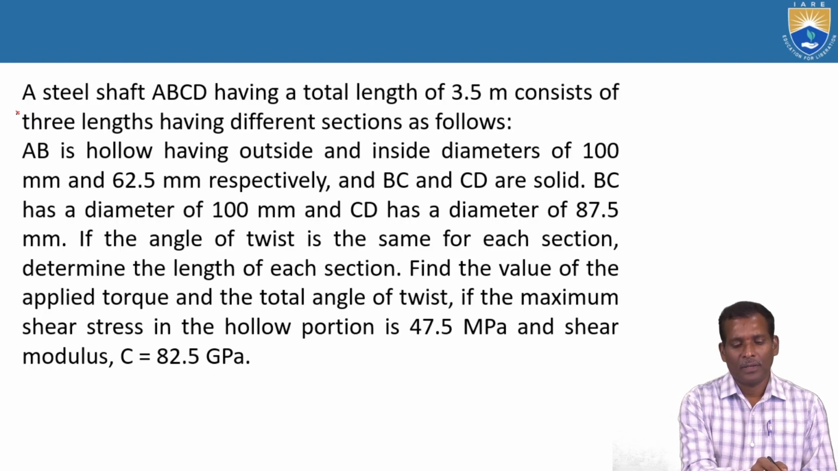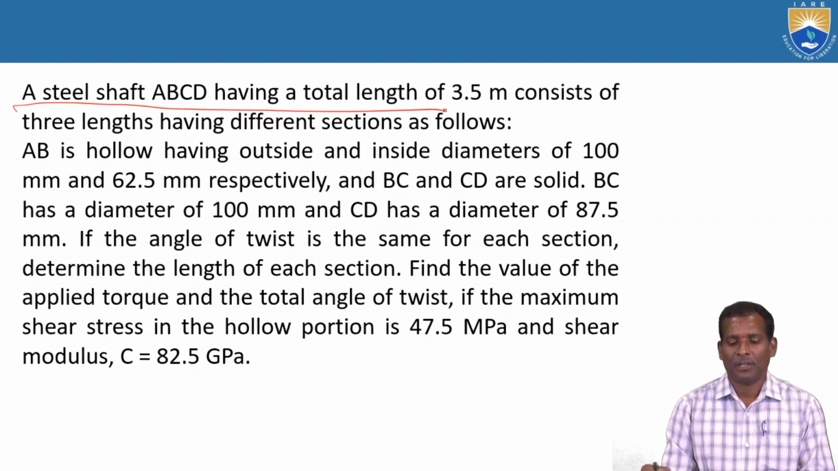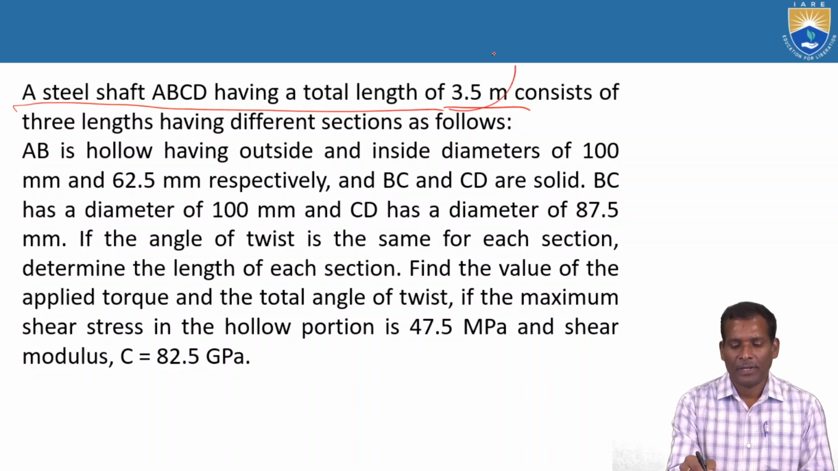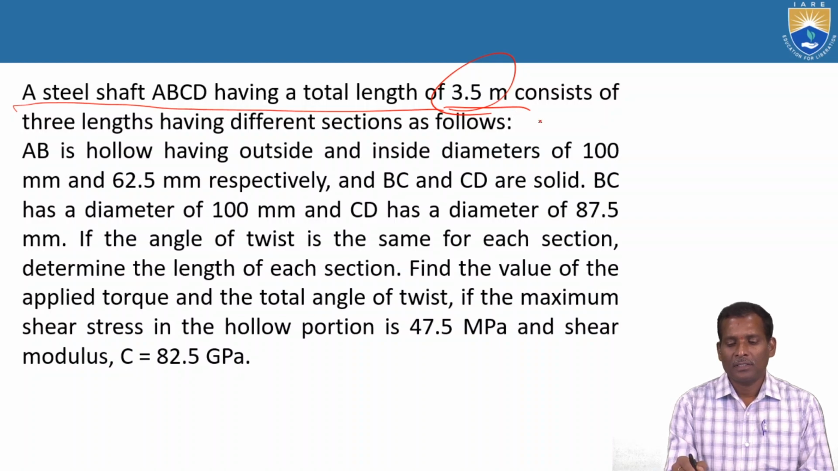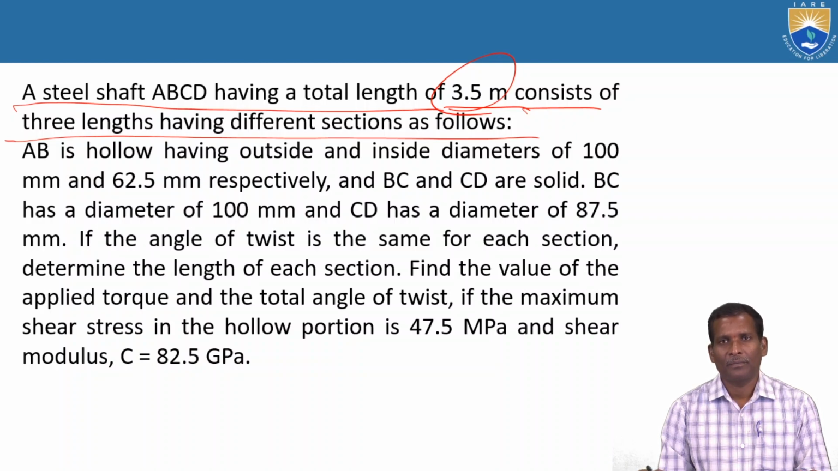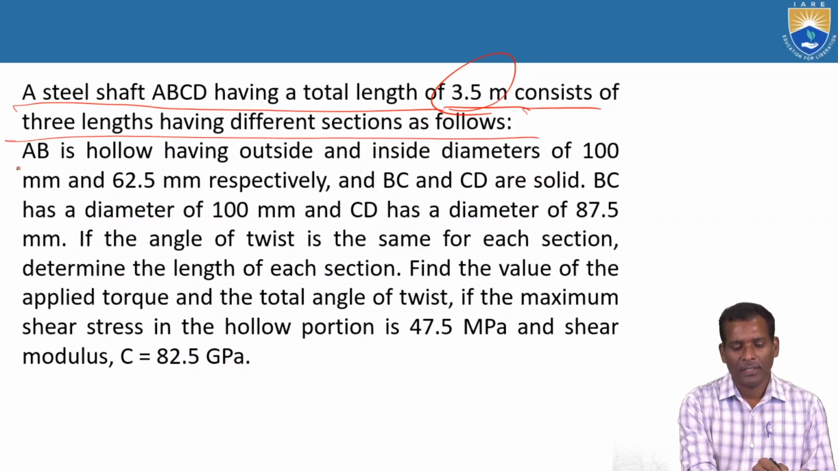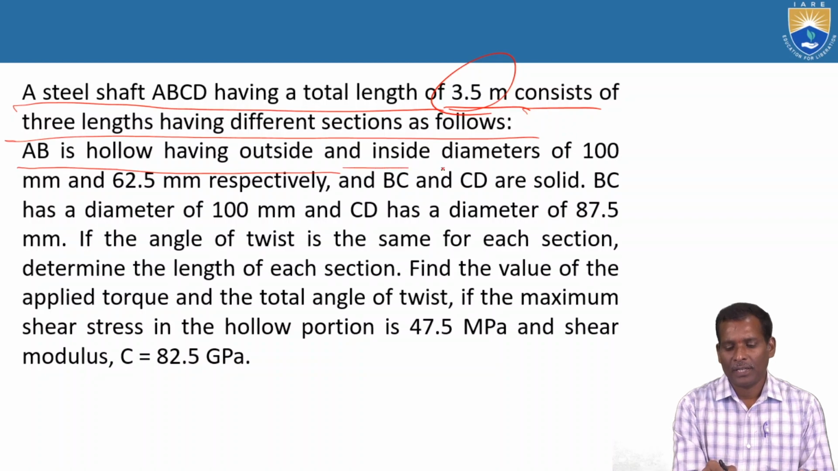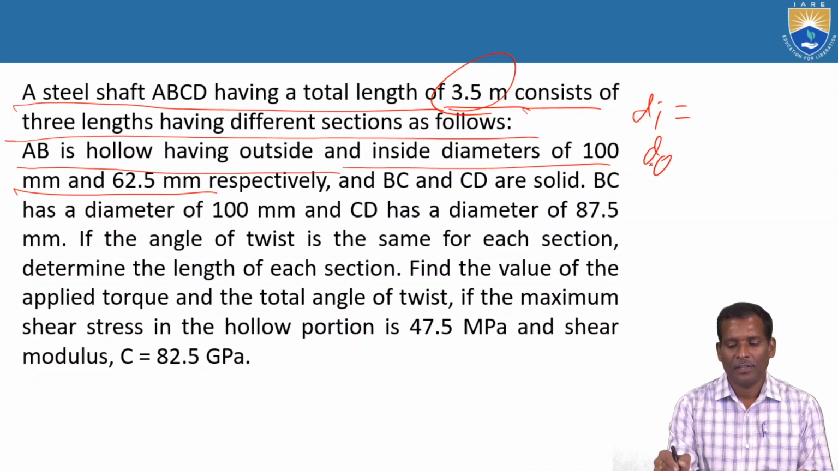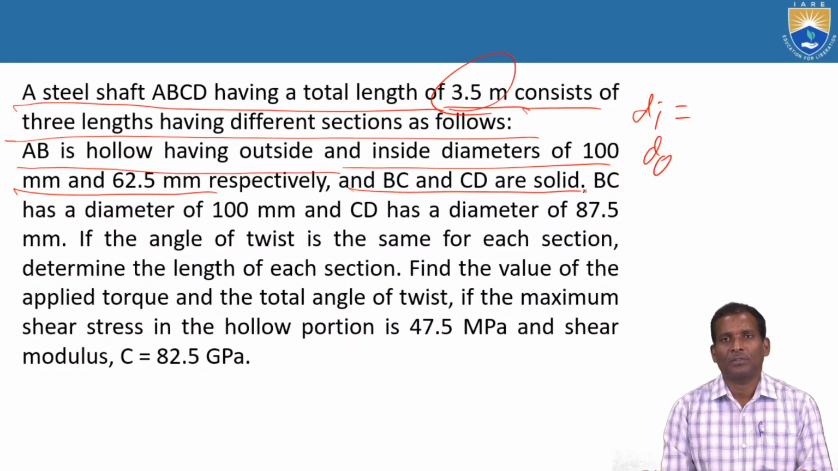A steel shaft ABCD has a total length of 3.5 meters. It consists of three lengths, L1, L2, L3, having three different sections. The section diameters are given. AB is hollow, having outside and inside diameters of 100 mm and 62.5 mm respectively. That is why the inner and outer diameters are given. BC and CD are solid.